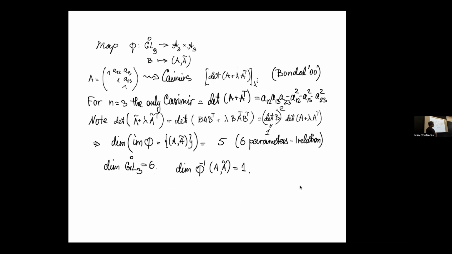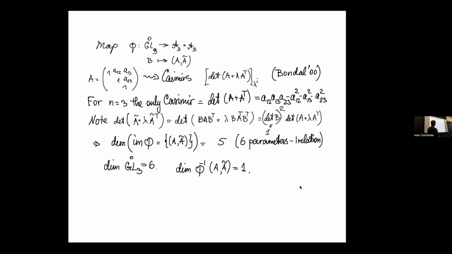Well, so let's consider the case n equals 3, 3 by 3 matrices, and study this projection phi from our symplectic leaves in 3 by 3 matrices to the pair of A tilde. The dimension of this symplectic leaf is 6. And I want to state that the dimension of the image of this map inside the direct product of such space by itself is really 5-dimensional.